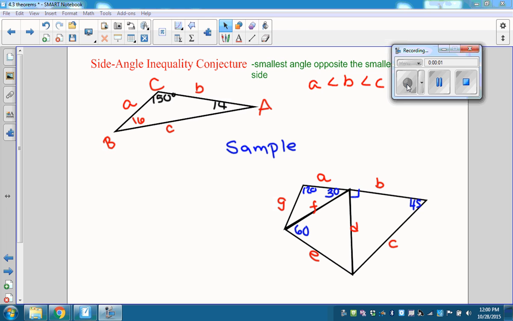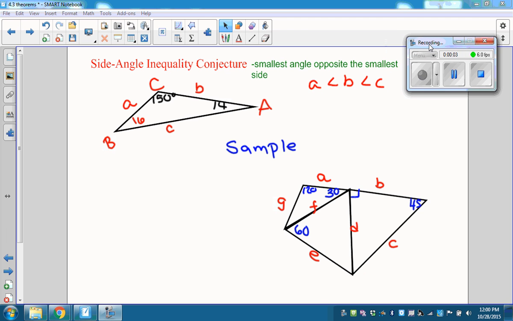But the side angle conjecture is easy. Smallest angle opposite smallest side, but it's harder to apply when the triangles are attached. So who has a solution? Or are you stuck? What do you think, Dylan?